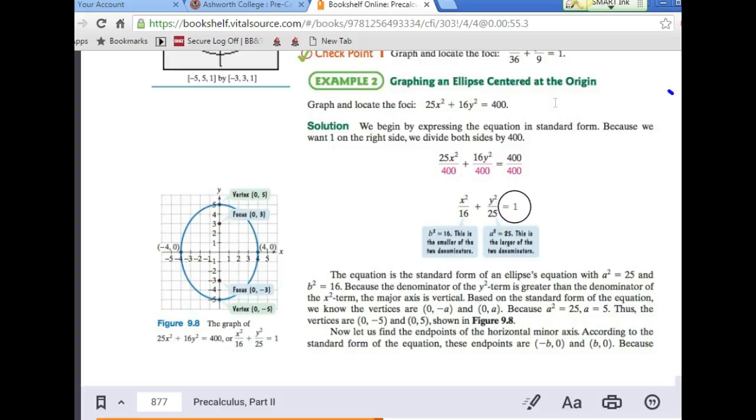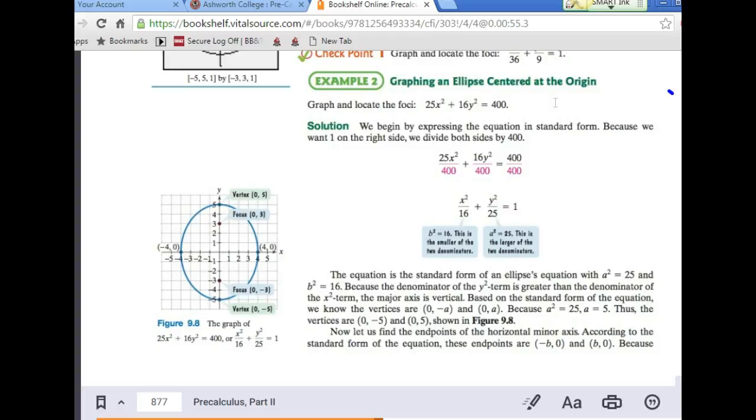Now, couple things I want you to notice. This 25 is your a squared value, because the bigger one is always the a squared. Okay, and 16 would be considered your b squared value, in the standard form. Now, because the a squared is under the y, then your major axis or your longer axis is going to be up and down rather than left and right.